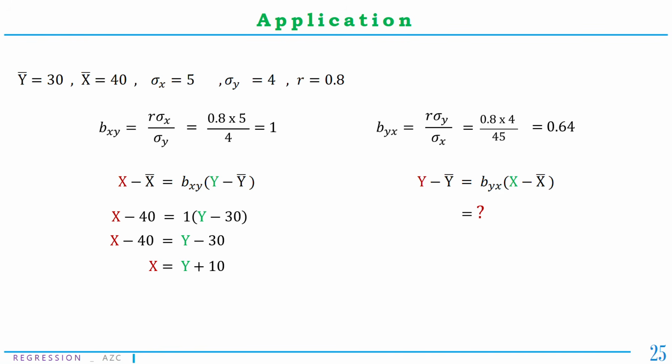Now, put the values in the equation of line of regression y on x and solve this. The equation of line of regression y on x is y is equal to 0.64x minus 4.4.